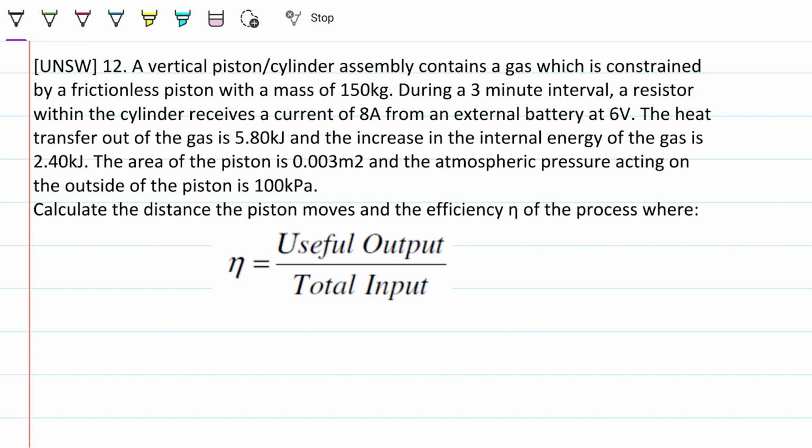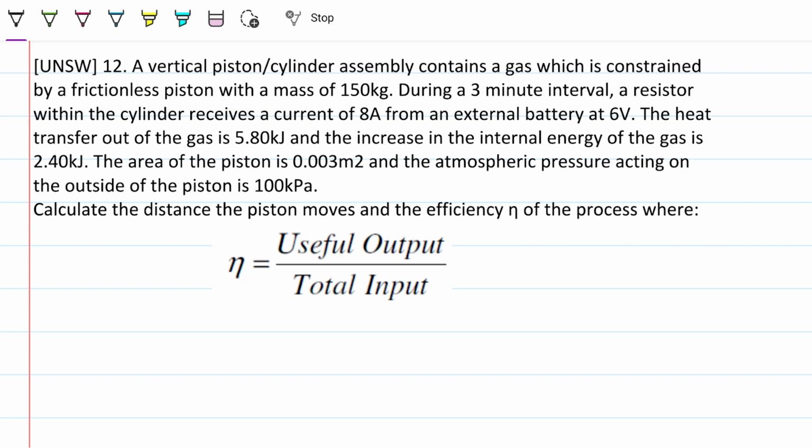A vertical piston cylinder assembly contains a gas which is constrained by a frictionless piston with a mass of 150 kilograms. During a 3-minute interval, a resistor within the cylinder receives a current of 8 amperes from an external battery at 6 volts. The heat transfer out of the gas is 5.8 kilojoules, and the increase in the internal energy of the gas is 2.4 kilojoules.